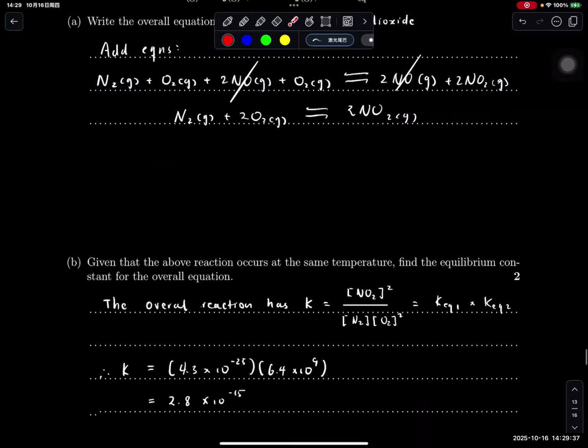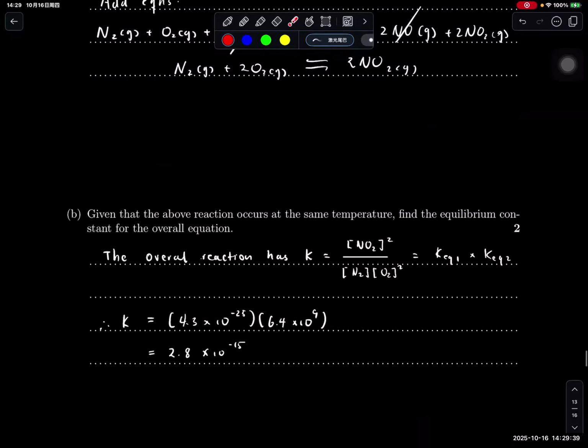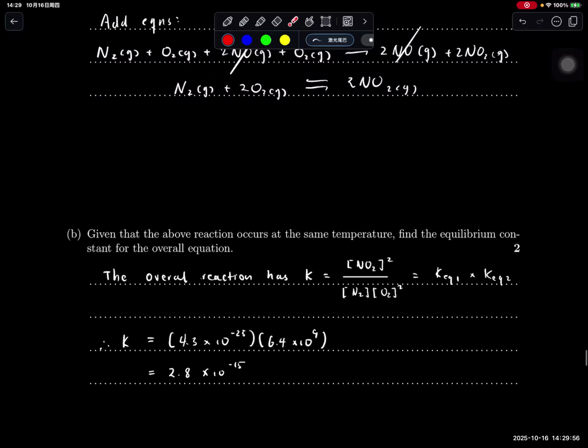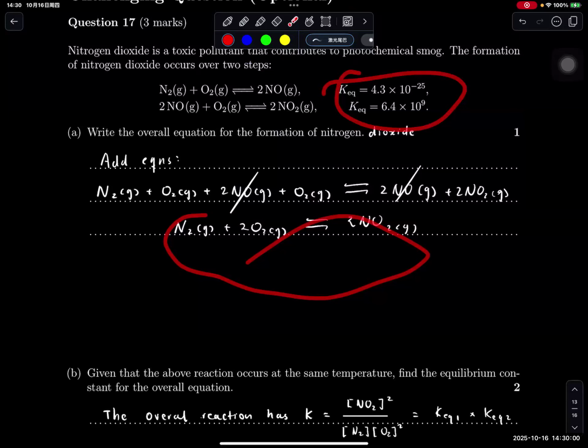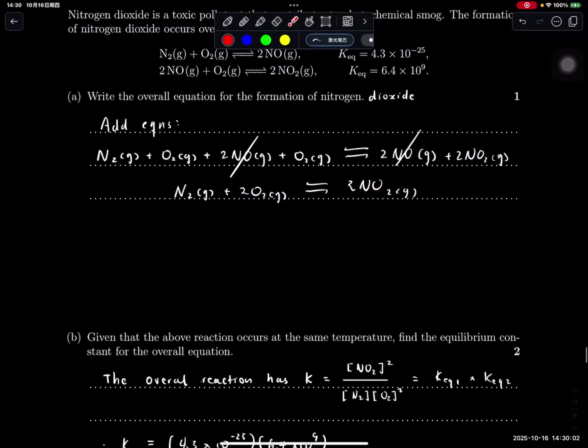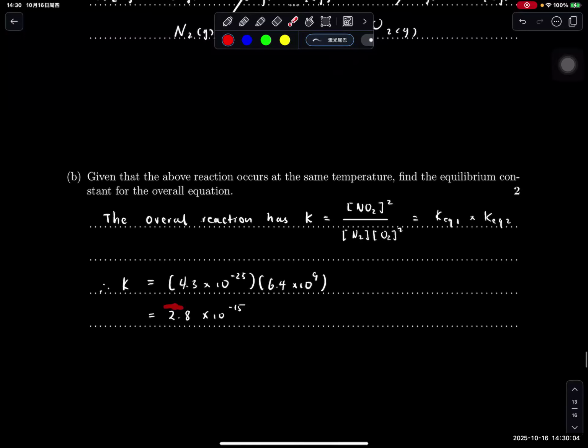And then question B: given that the above reaction occurs at the same temperature, find the equilibrium constant for the overall reaction. If you have read the extension material, we know that coupled equations have a coupled equilibrium constant as well. You could also show it with algebra. The equilibrium constant for this net reaction is the multiplication of the two equilibrium constants together at the same temperature. If you've done so, you will get this as your answer.